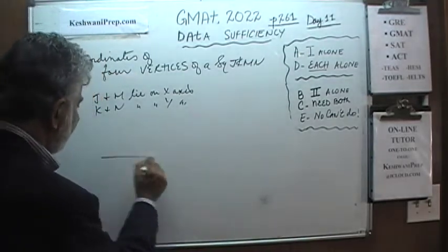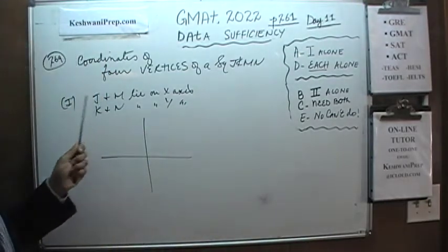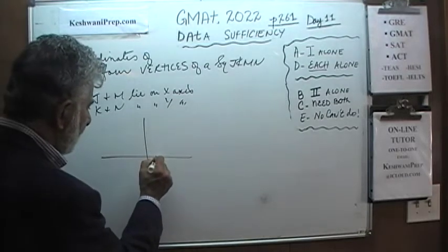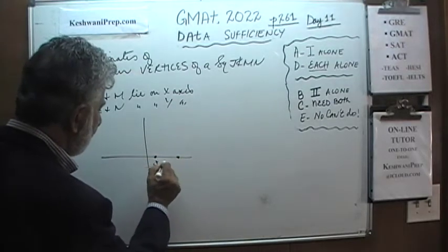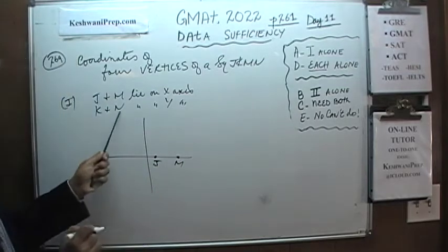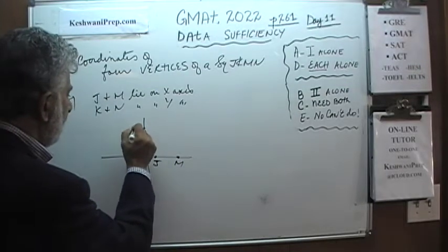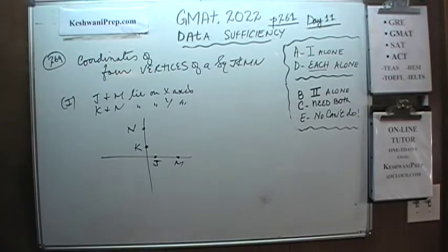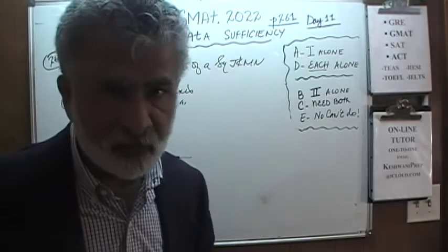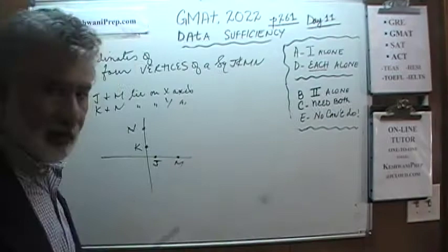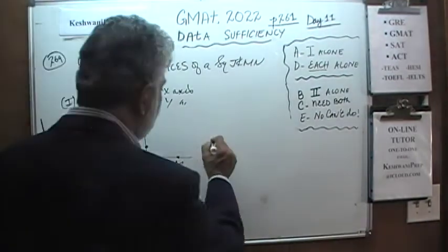J and M lie on the x-axis. Maybe J is here and M is here. K and N lie on the y-axis. Maybe K is over here and N is over there. As you can clearly see, that is not the square we are looking at because it's not a square. That's not how the points are sitting. The way the points are sitting looks something like this.